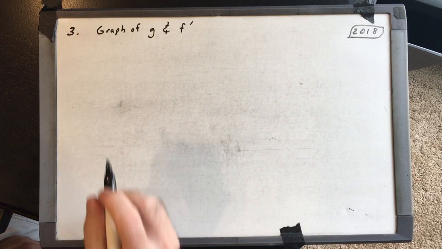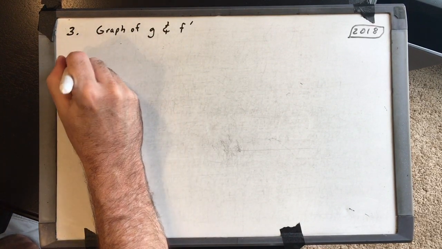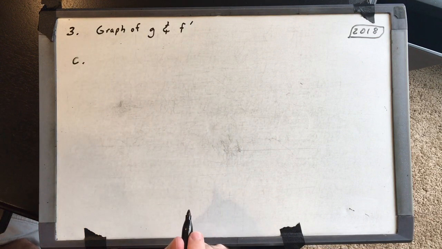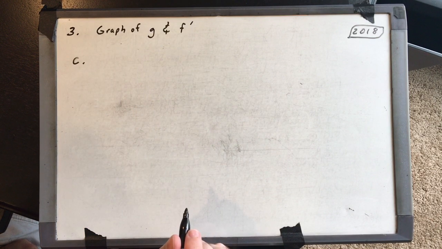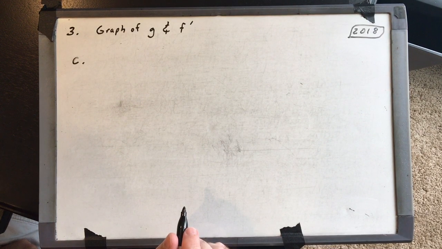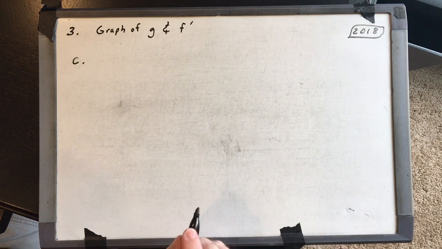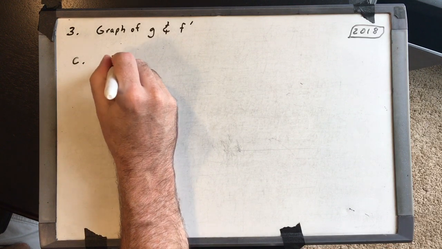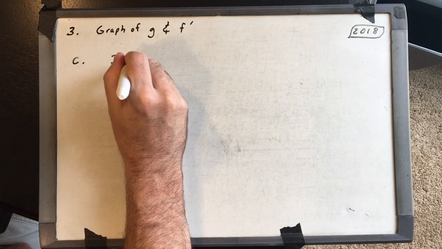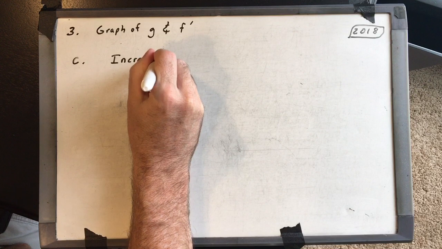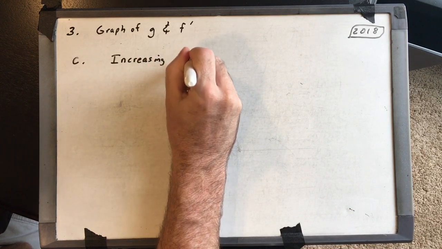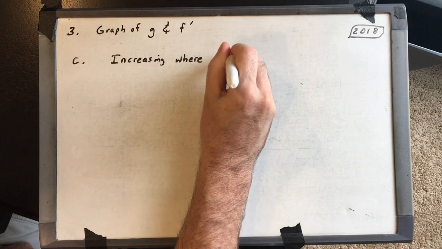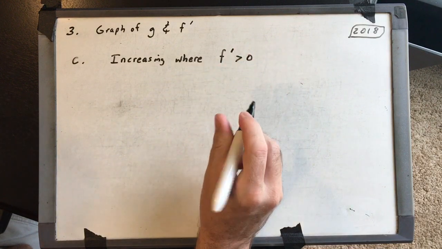All right, part C. So part C says, for the entire graph, what intervals, if any, is the graph of f both increasing and concave up? Okay, well, it's increasing, and we have to justify our answer. So increasing where f prime is greater than 0.